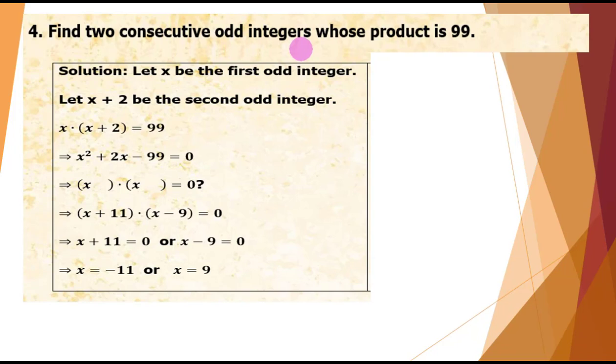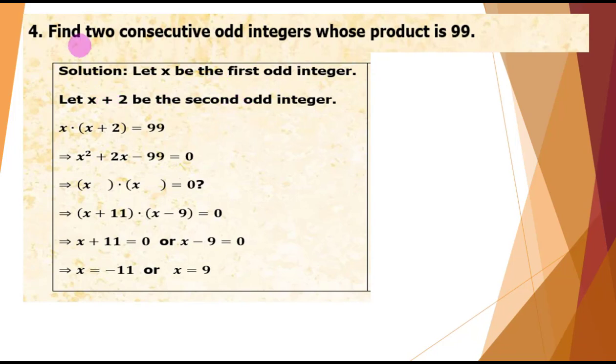So example of odd integers: 1, 3, 5, and so on. So if x is 1, then the next odd integer is 3. What is added to 1 to make it 3? It's 2. Then what is added to 3 to make it 5? 2. So whatever the first odd integer is, we add 2, and we have the second odd integer.